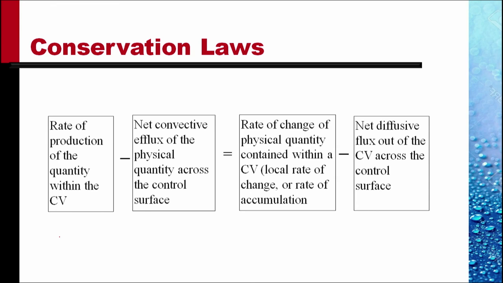The rate of production of the quantity within the control volume minus the net convective efflux of physical quantity across the control surface is equal to the rate of change of physical quantity contained within the control volume. This is the local rate of change, or the rate of accumulation, minus the net diffusive flux across the control surface. The first efflux, which is the second term on the left, is the physical quantity that moves out of the control volume in association with the mass crossing the boundaries of the system.